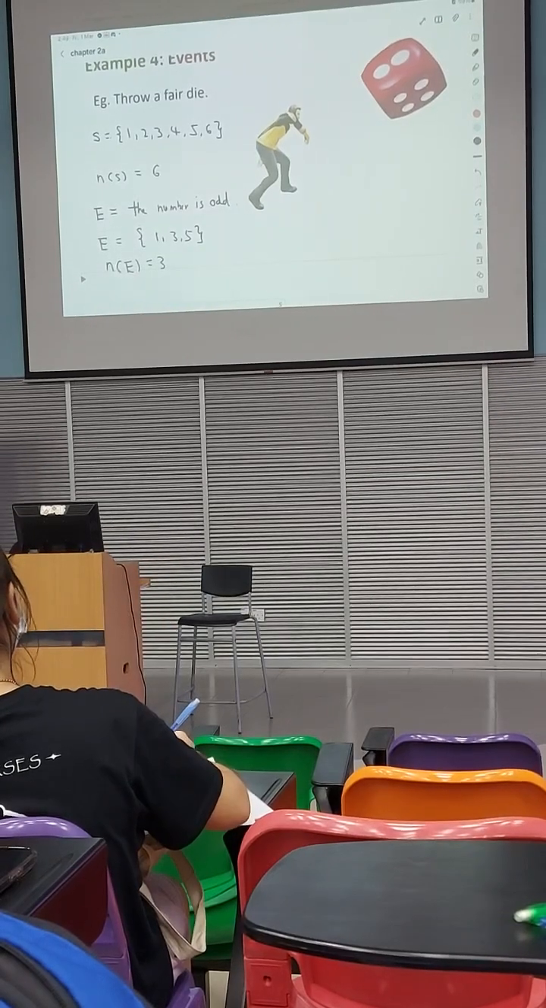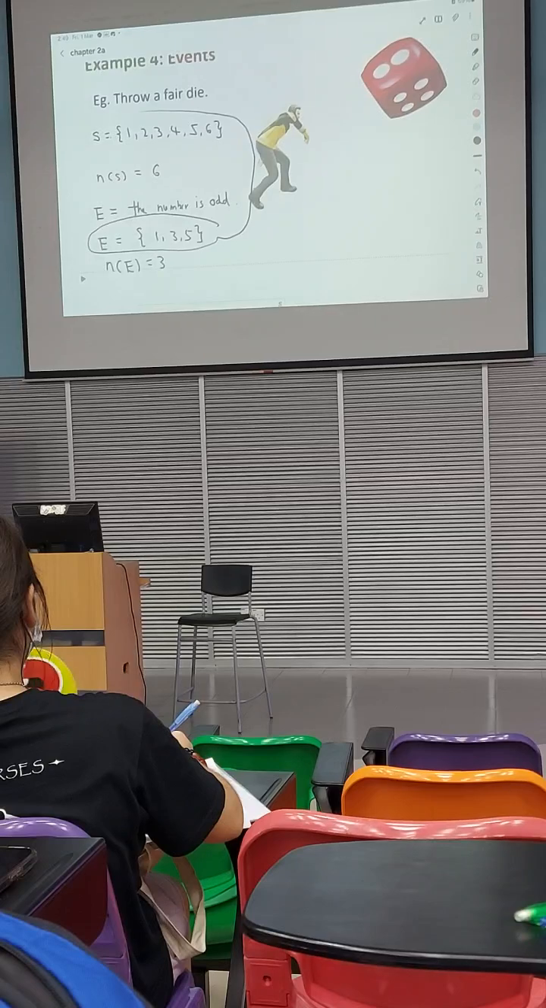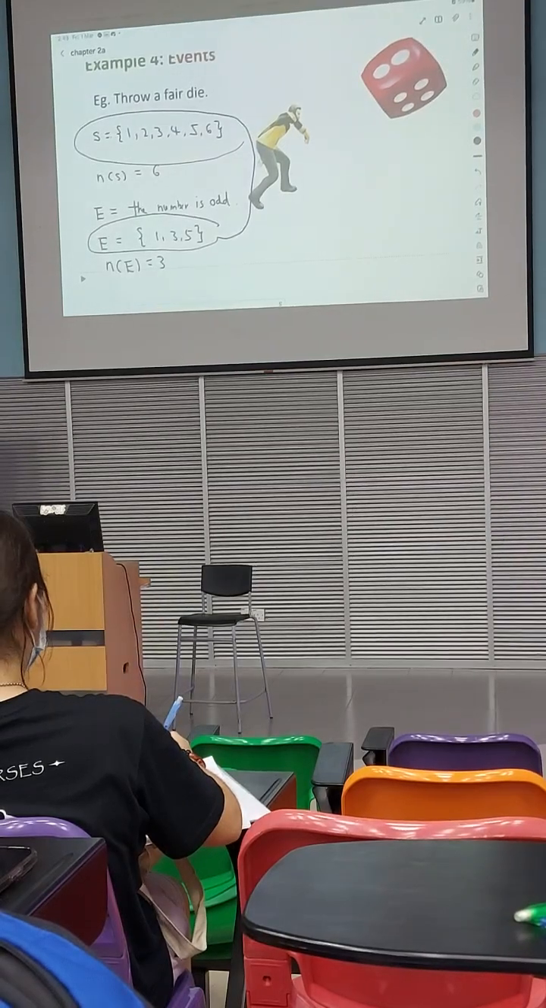So what is the meaning? You will observe that E is a subset of the sample space, correct? Then the number of events is always less than or equal to the number of elements in the sample space. Understand? So this is called events.